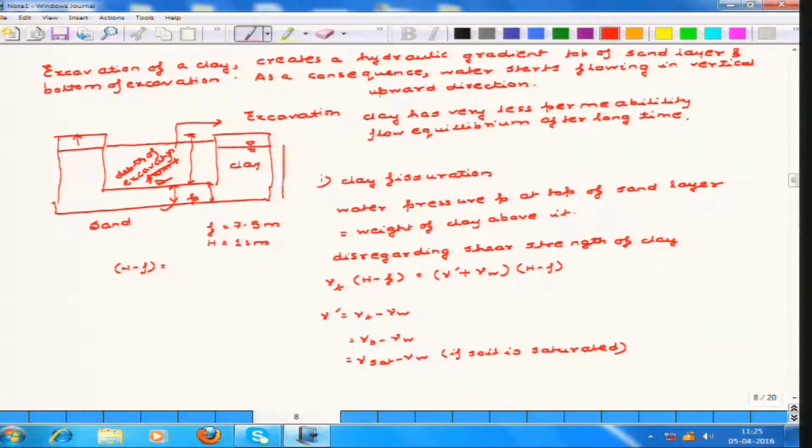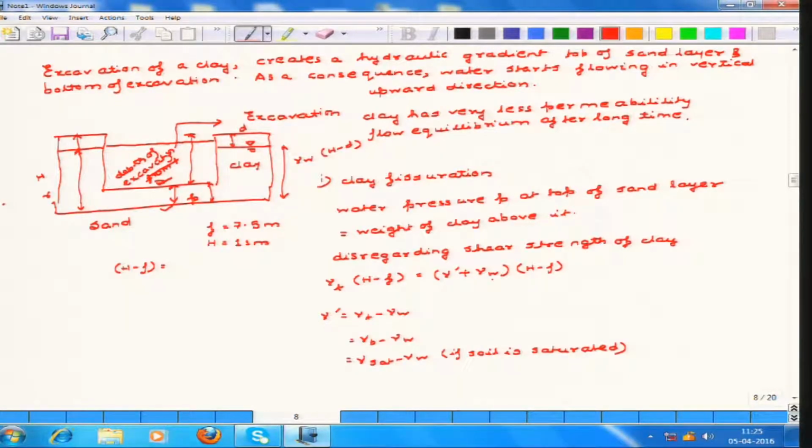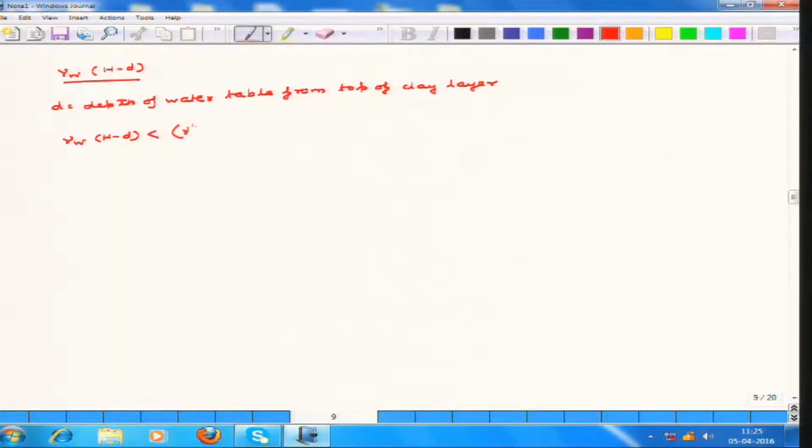So, this length pressure is gamma W into H minus D, where D is this length and H is the total height of the clay layer that I have already said. So, in order to achieve the equilibrium condition, gamma W into H minus D must be less than the total weight of the clay layer, that is gamma dash plus gamma W into H minus F.